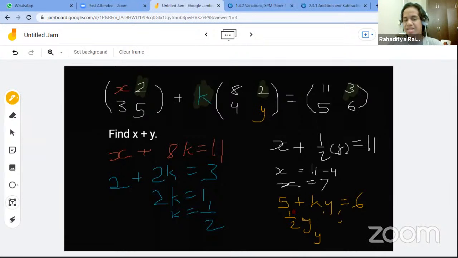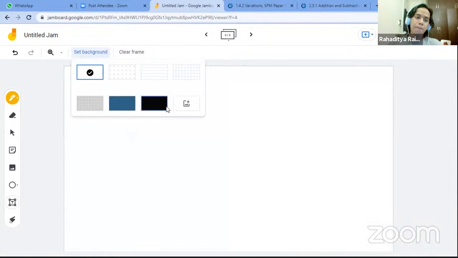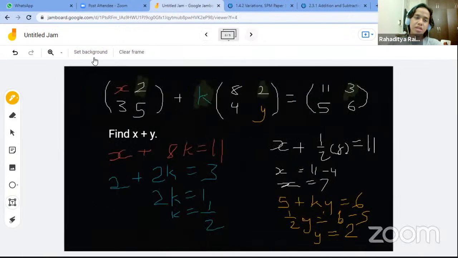You substitute in k is equal to 1 over 2 here, equals to 6 minus 5. And then 1 over 2y is equal to 1. So you can just move this to the right. You'll get, yes, y is equal to 2. That's correct. Thank you, Rachel. So yeah, that's basically how it works.